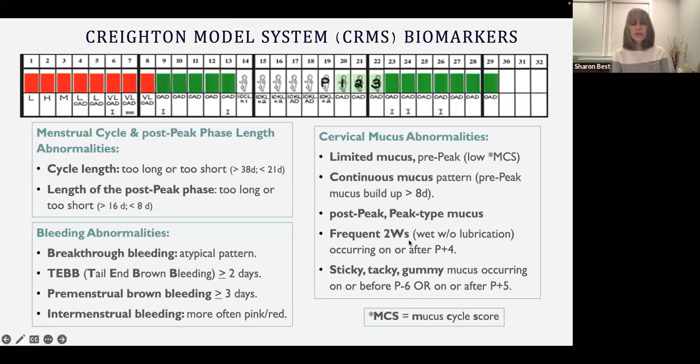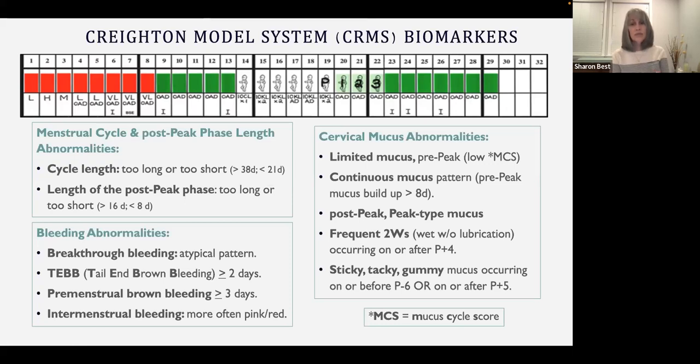So a frequent 2W, if it occurs after P+4, means the woman will have no discharge that she can actually check for stretchiness, but she will have a wet discharge and she will not feel lubrication. We teach the woman to sense if she's lubricative or non-lubricative when she's checking her mucus.